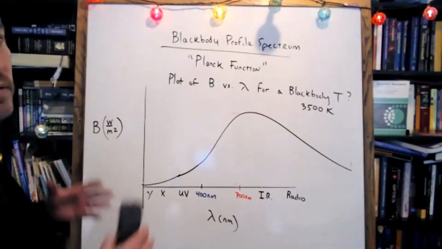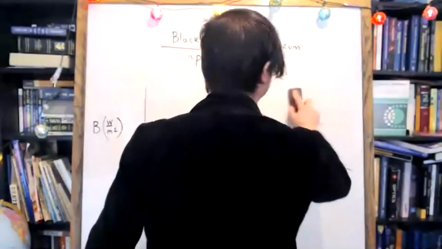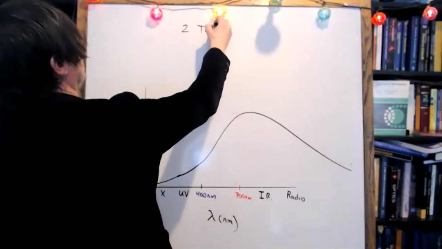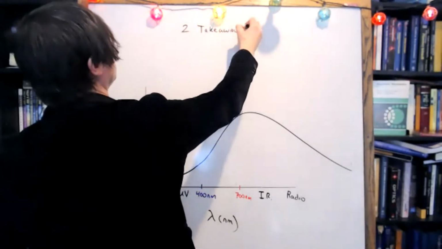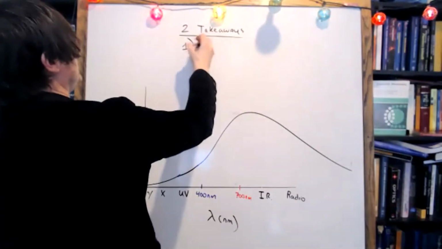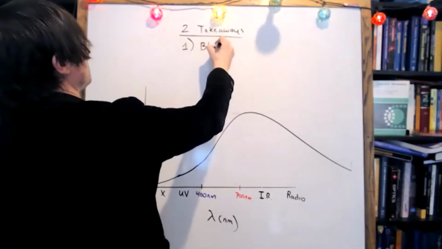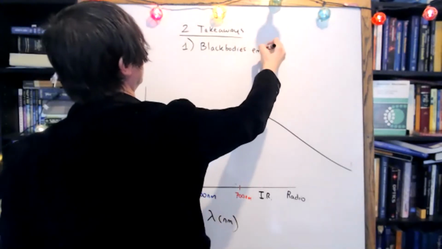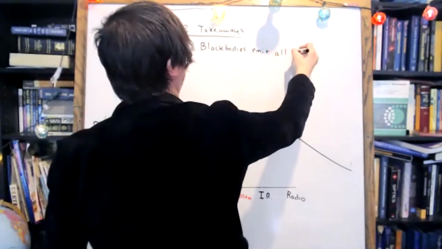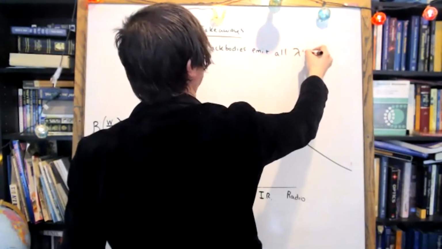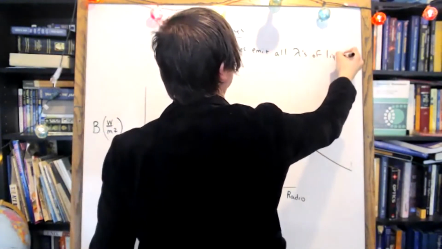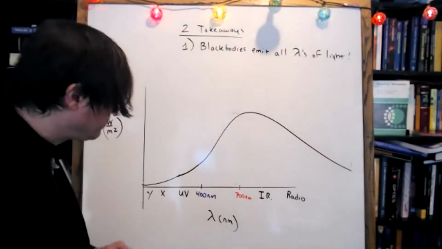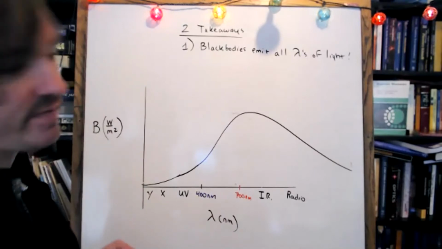I'm going to have to erase up here to explain the takeaway. There are two takeaways from this. The first is black bodies emit all wavelengths of light. And that means no matter what wavelength I go to, I can find some radiation coming out of it.